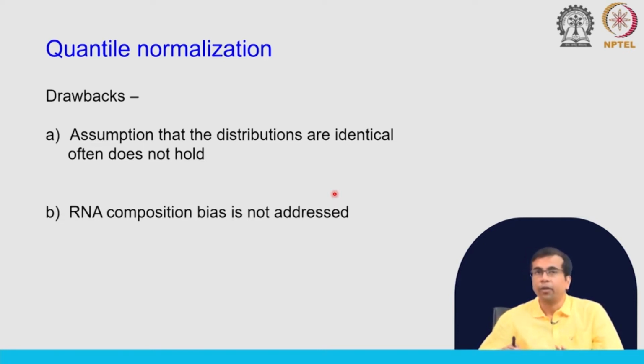And again, we have not addressed this RNA composition bias. If you go back to our calculation, you can see we have not addressed this RNA composition bias. And if you compare again, it might appear that gene B and gene C are highly expressed in sample 3 compared to sample 1. So, this again makes it unsuitable for this comparative analysis between samples.